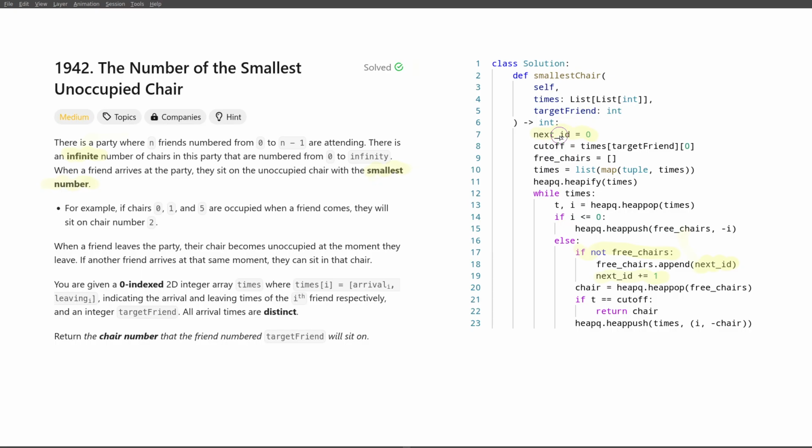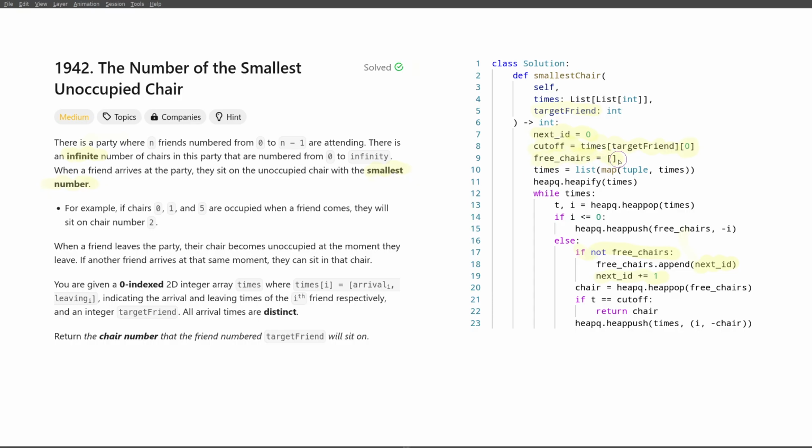And how do we solve this problem having a priority queue? Well, we are interested in a single friend, so we have to remember when that friend comes into the office. So this is just the times of that target friend and his arrival time. This is our cutoff. We have to maintain our free chairs, and this will be a simple priority queue with just the number of the chair. And we can get the smallest chair at any point and insert chairs back into the queue.